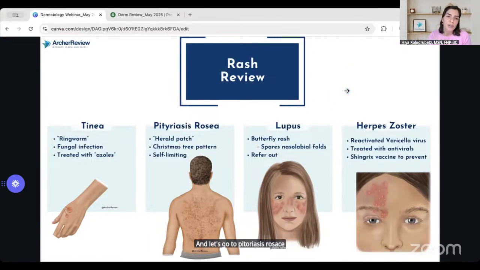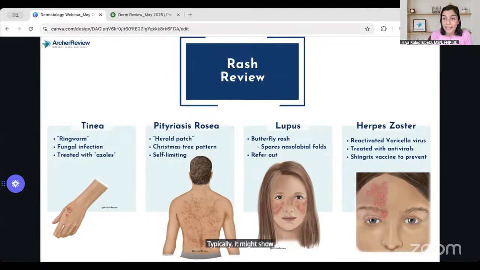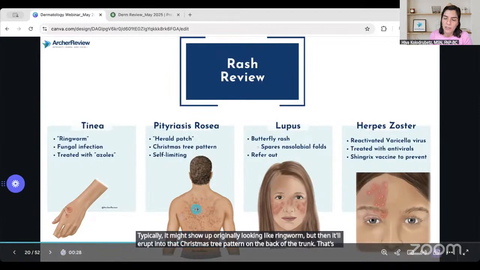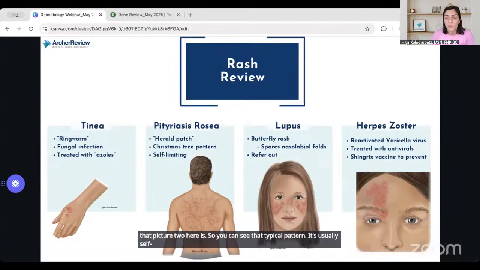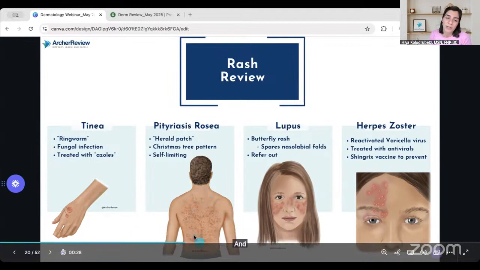This is that herald patch, or it looks like a Christmas tree pattern on that lower back. Typically, it might show up originally looking like ringworm, but then it'll erupt into that Christmas tree pattern on the back of the trunk. That's what that picture 2 here is. So you can see that typical pattern. It's usually self-limiting, but you need to manage those symptoms because it's really, really itchy.